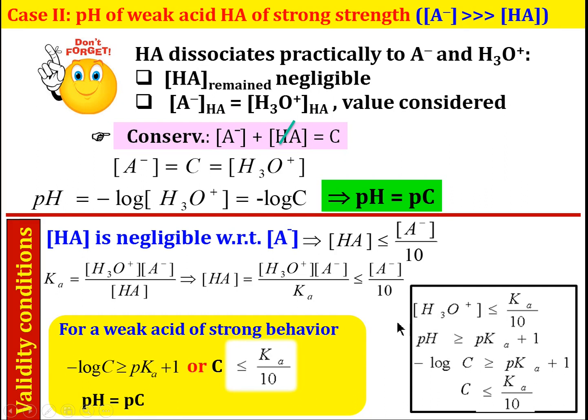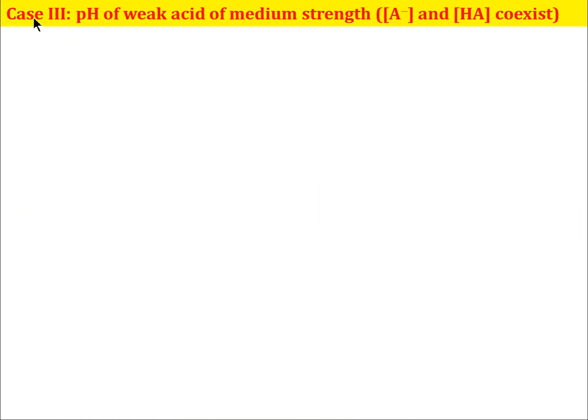equals pC. In case number 3, we will calculate the pH of a weak acid by supposing that it's of medium strength. So A minus could not be neglected with respect to HA and vice versa, so A minus and HA coexist.